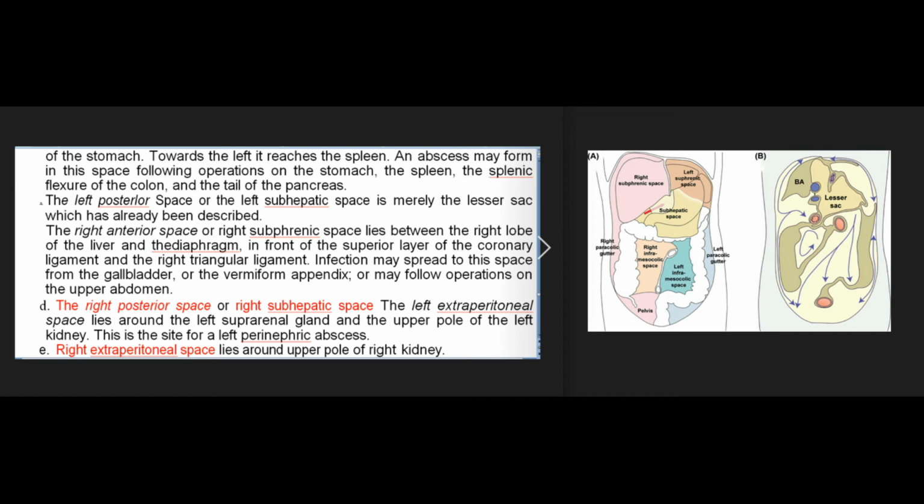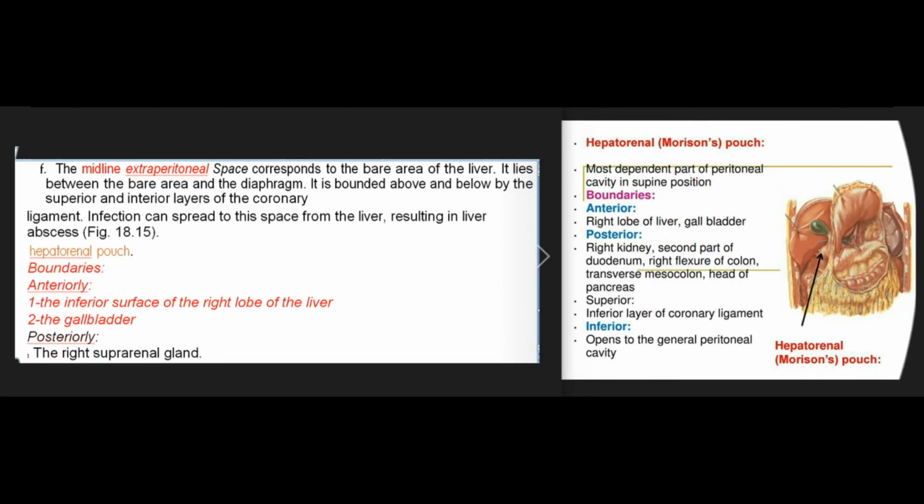The left extraperitoneal space lies around the left suprarenal gland and the upper pole of the left kidney. This is the site for a left perinephric abscess. The right extraperitoneal space lies around the upper pole of the right kidney. The midline extraperitoneal space corresponds to the bare area of the liver. It lies between the bare area and the diaphragm. It is bounded above and below by the superior and inferior layers of the coronary ligament. Infection can spread to this space from the liver, resulting in liver abscess.